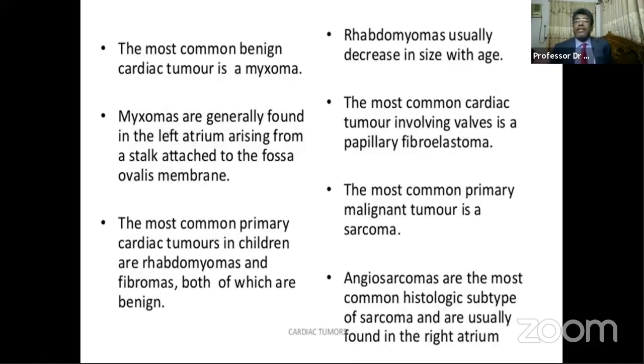So here in the slide, we see that the most common benign cardiac tumor is a myxoma, and myxomas are generally found in the left atrium arising from a stalk attached to the fossa ovalis membrane. The most common primary cardiac tumors in children are the rhabdomyoma and fibroma, both of which are benign. So myxoma is the commonest tumor arising in the left atrium. So here B, atrial myxoma, is the answer.